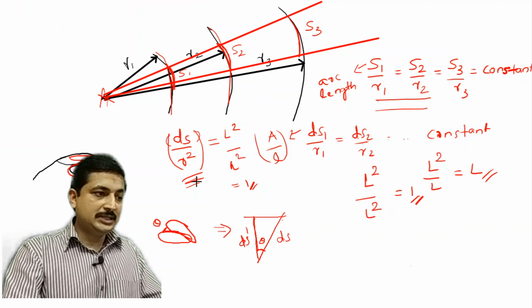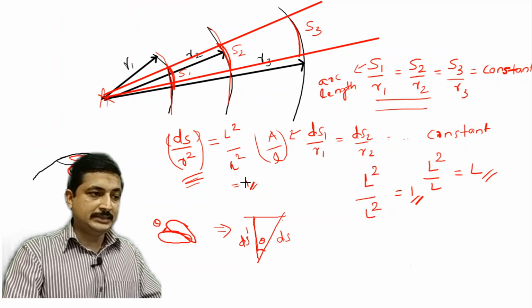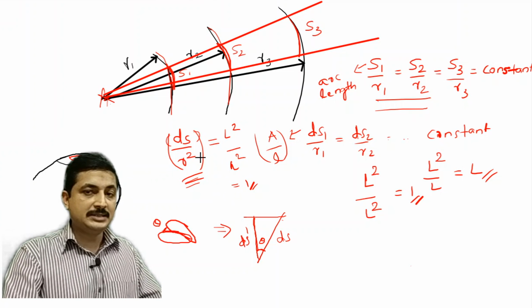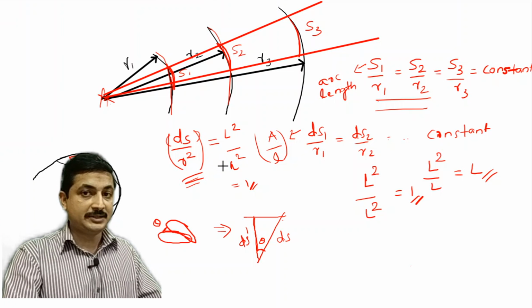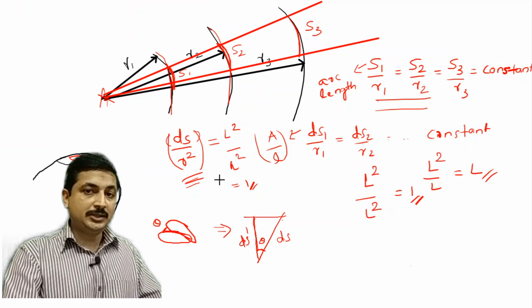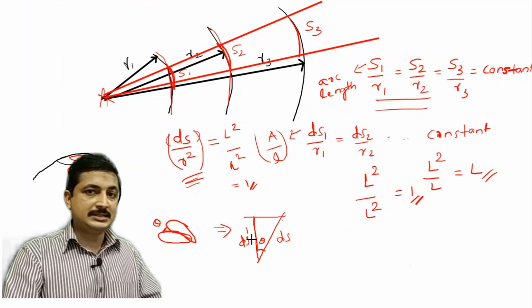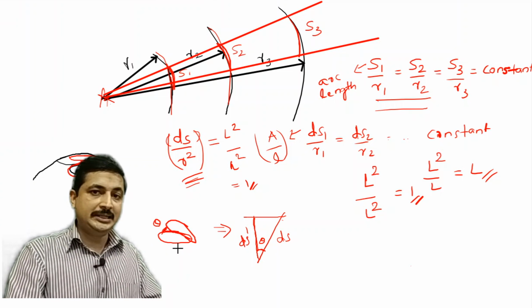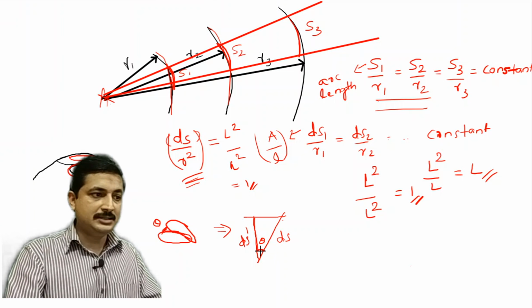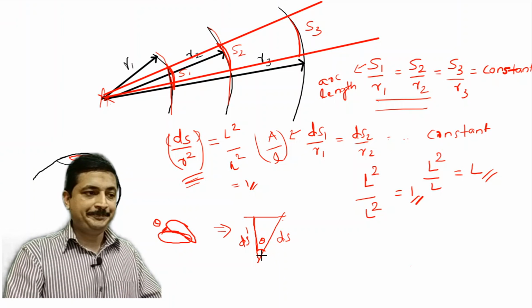So ds by r square, in general it is L square by L square, but in this case my ds is not a proper circular surface area. So I need to project it over to the circular surface area. When I am projecting, I mark it as ds dash. When I project, there will be a small angle difference between the actual ds and the projected ds. That angle is represented by theta.